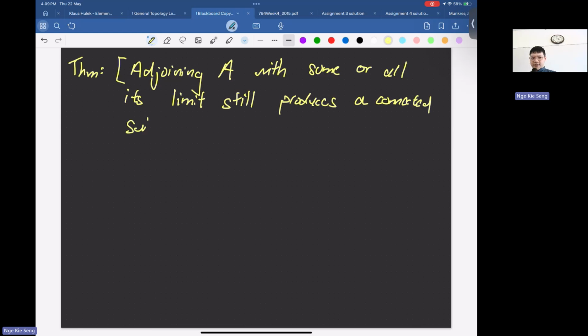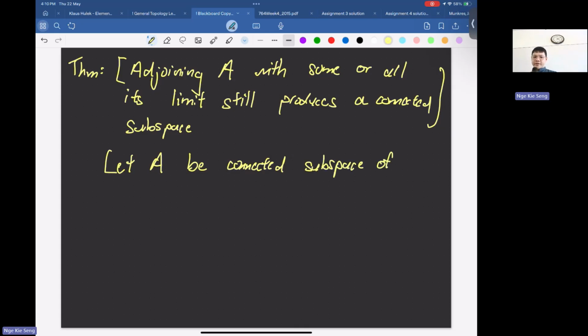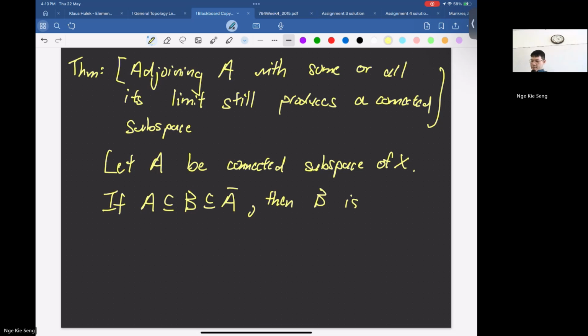So this theorem here says that if you start with a connected subspace A, and then you try and fill in the limit points, fill halfway, fill it all, no matter how many points you fill, this set will remain connected.